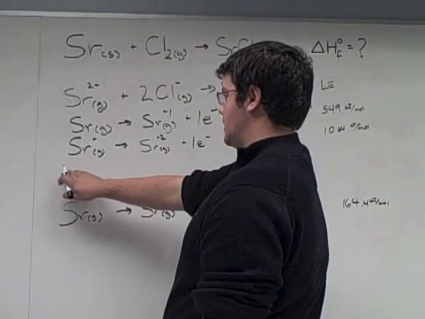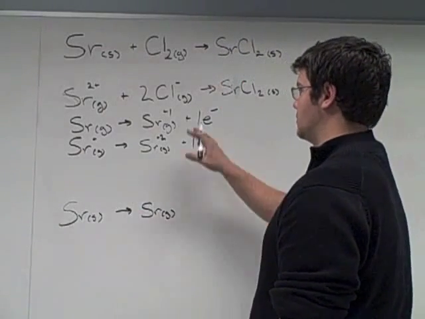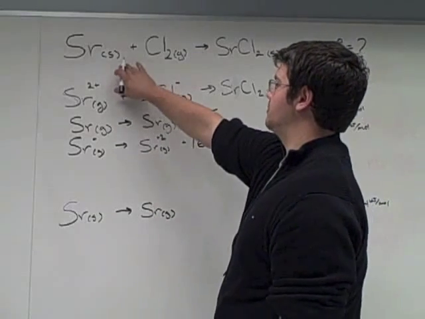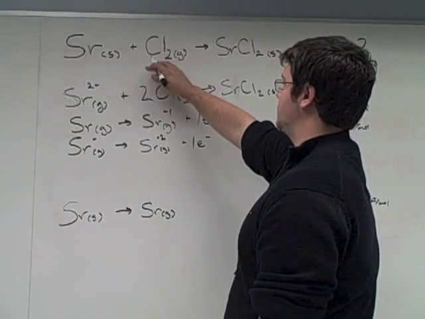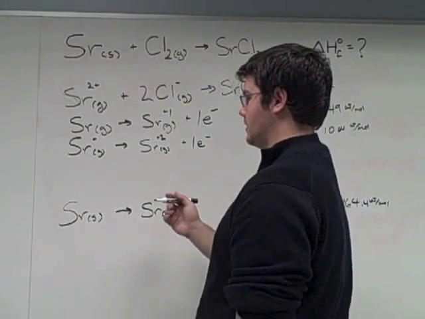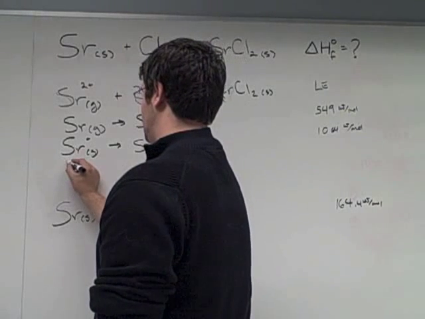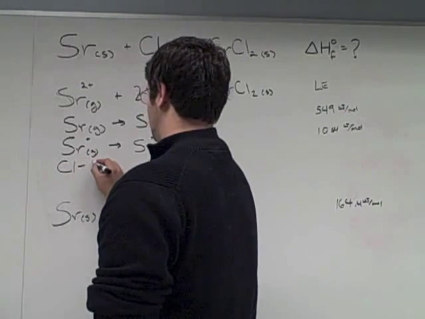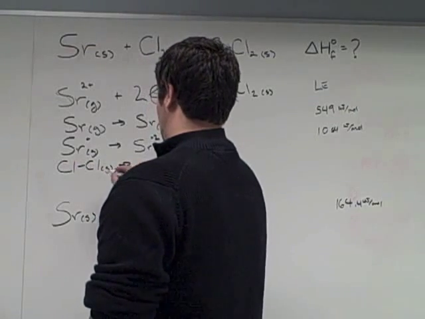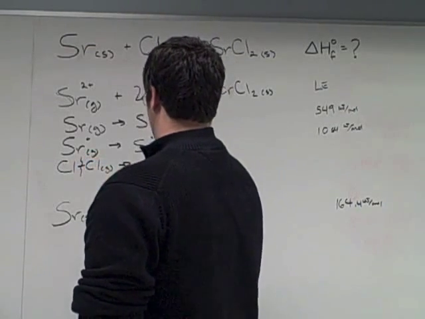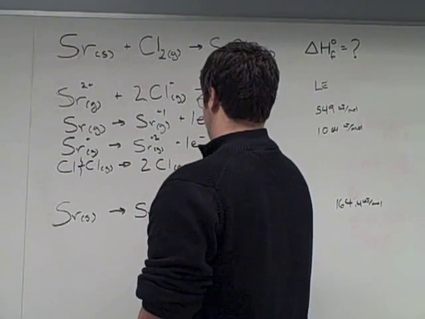Our dissociation energy of chlorine gas is, so at this point we're done with strontium. Now we need to look at chlorine. And first we need to get rid of the diatomic chlorine, and the only way to do that is to dissociate the bond, which means that the chlorine bond in the gas will break, forming 2 chlorine atoms.